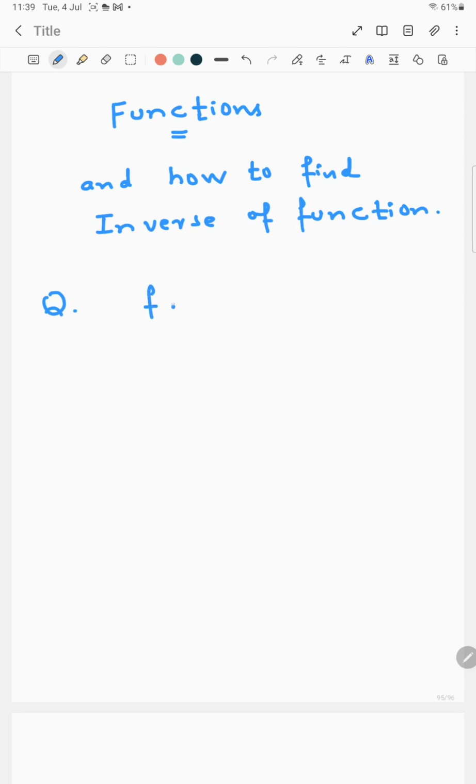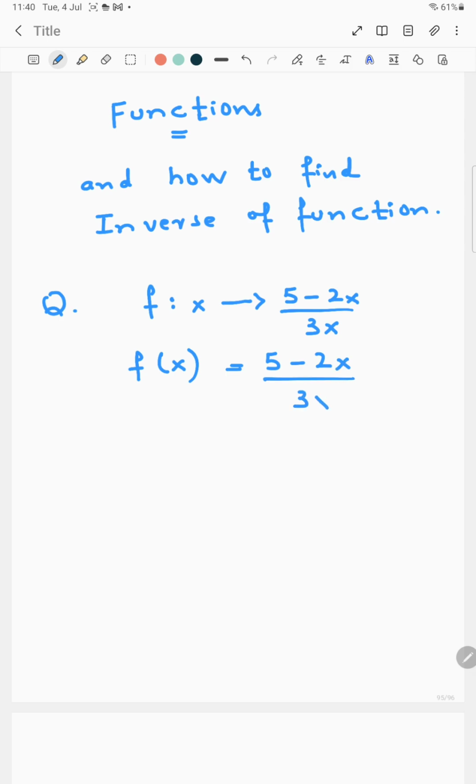If you have a function, we always write the function in this notation. After this we can write it like this: f of x is equal to 5 minus 2x divided by 3x. So for example, in the first part we have to find f of minus 2.